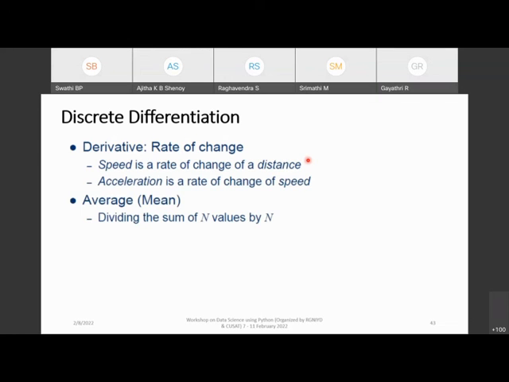Okay, now let us see how exactly calculus is used in data analysis. So all of you know differentiation, I think, and differentiation is defined as rate of change. And you know that rate of change of distance is speed, and rate of change of speed is acceleration. So how to find the average? You know, sum of n values divided by n.